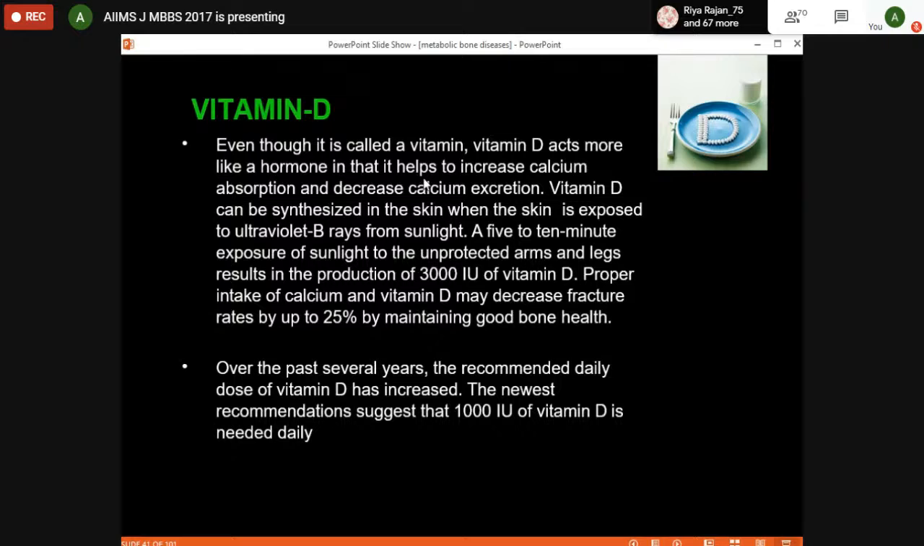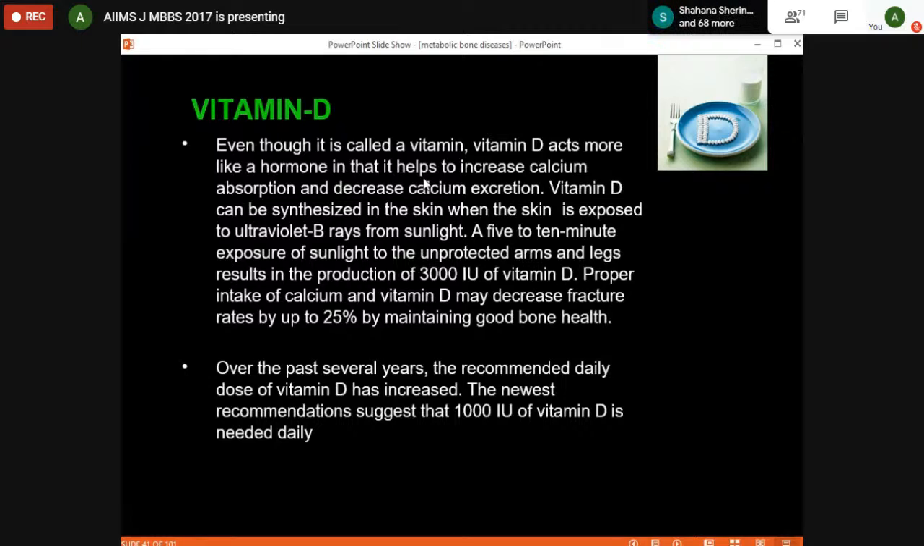Vitamin D. Even though it is called a vitamin, vitamin D acts more like a hormone in that it helps to increase calcium absorption and decreases calcium excretion. Vitamin D can be synthesized in the skin when the skin is exposed to ultraviolet B rays from sunlight. A 5 to 10 minute exposure of sunlight to the unprotected arms and legs results in the production of 3000 international units of vitamin D.